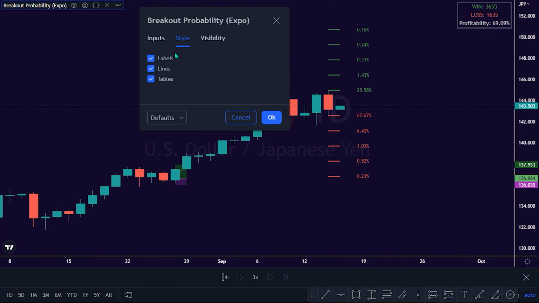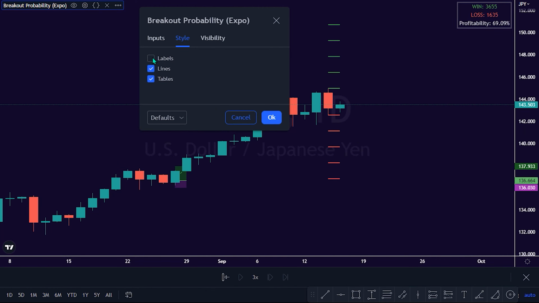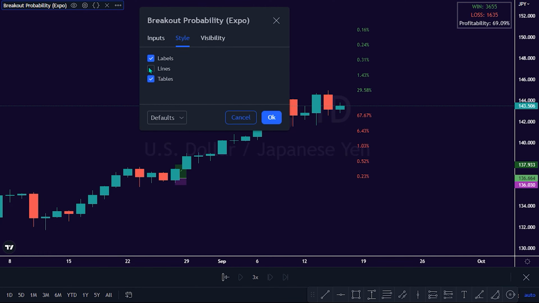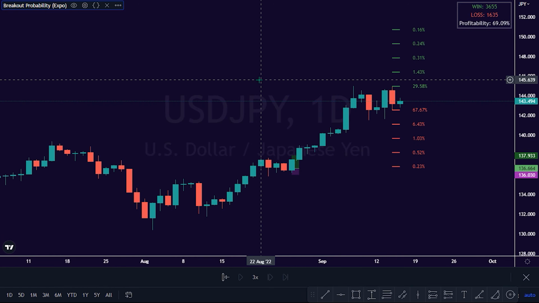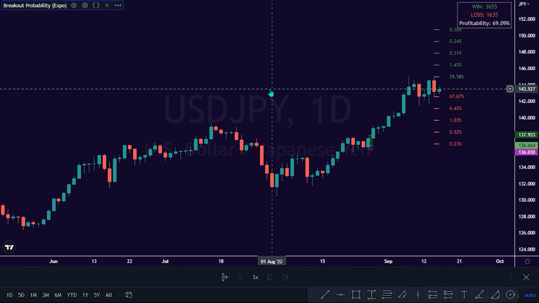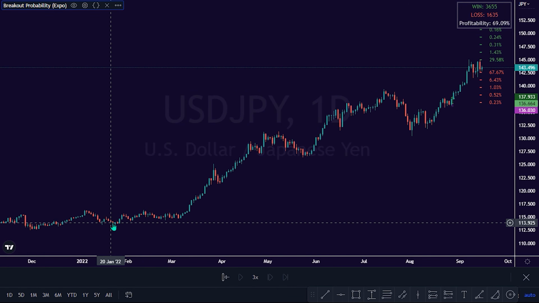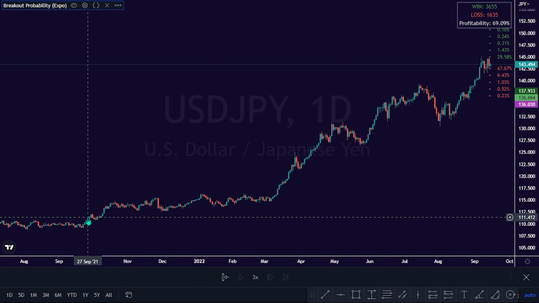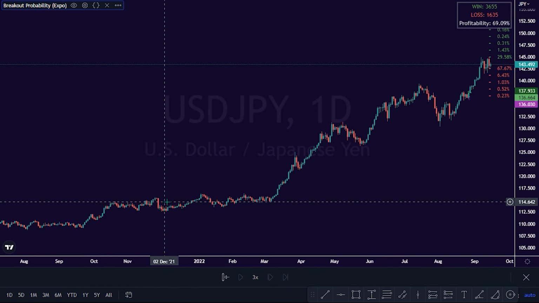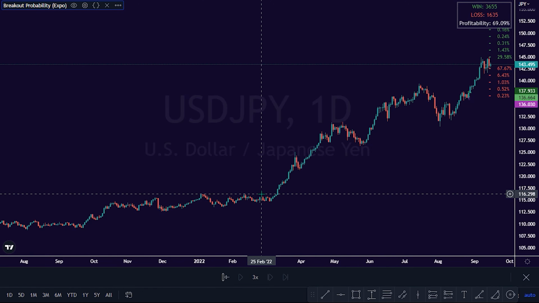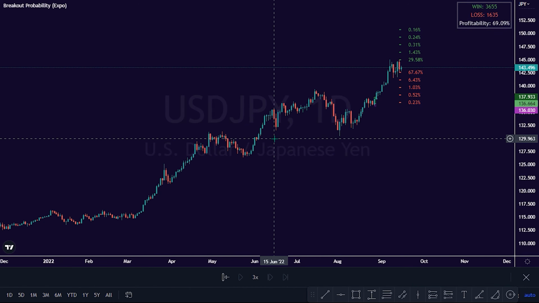Under the Style Settings folder, there is an option to enable the labels, lines, and tables. It's recommended to leave the default enabled functionalities here. It's time I show you how to use the Breakout Probability Expo trading indicator for trade opportunities in the market. Take note, before ever planning to apply the indicator in the market, make sure to master its application for the continuation of trends before switching to the reversal trading strategy as a beginner.